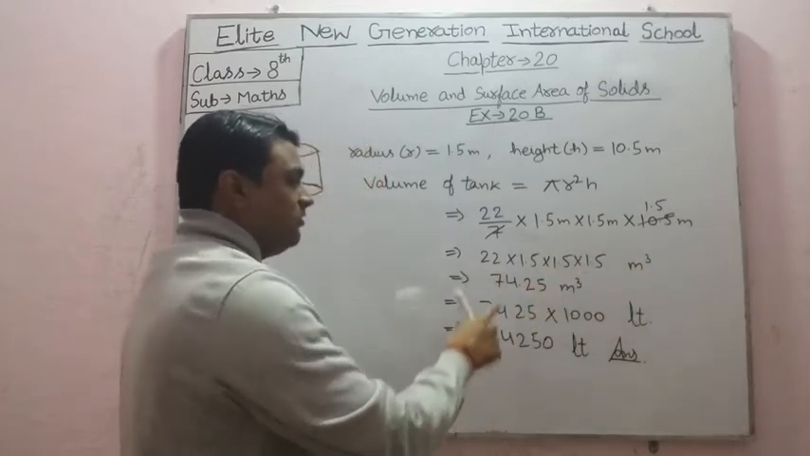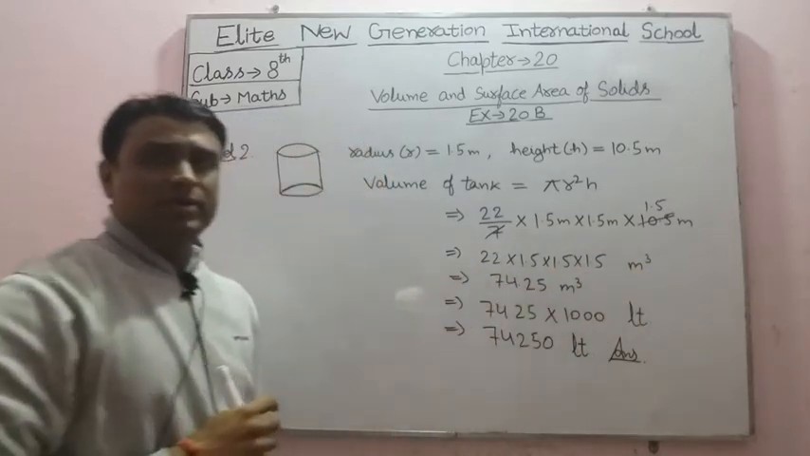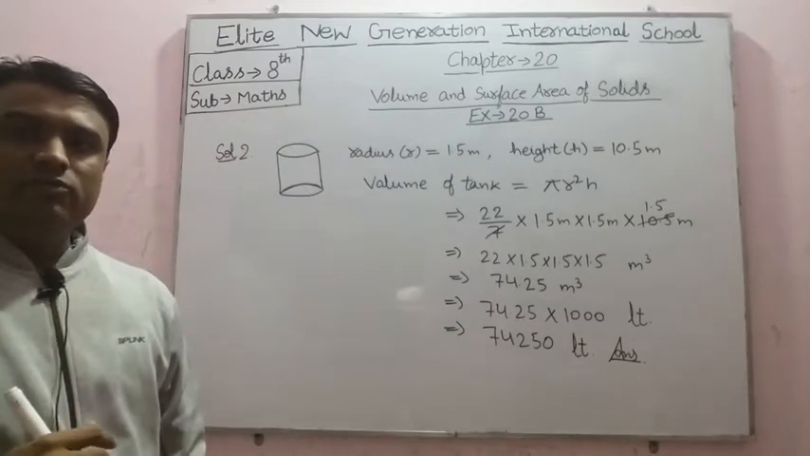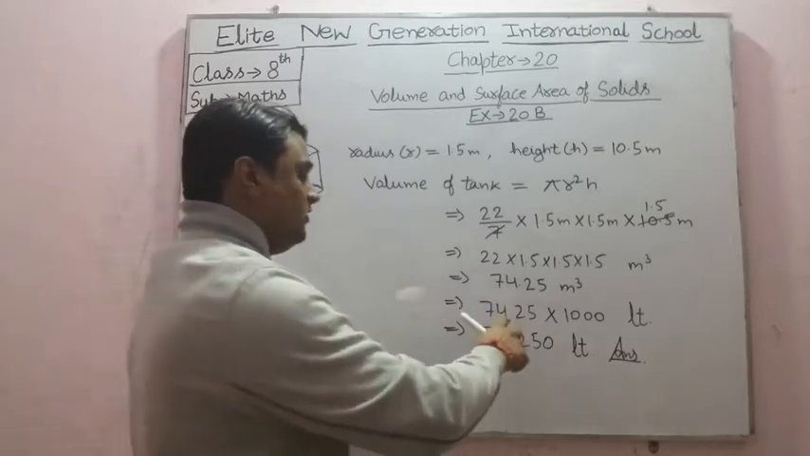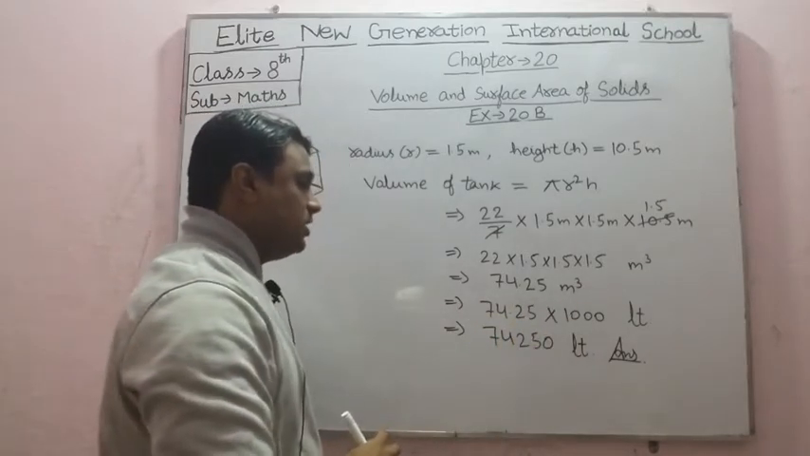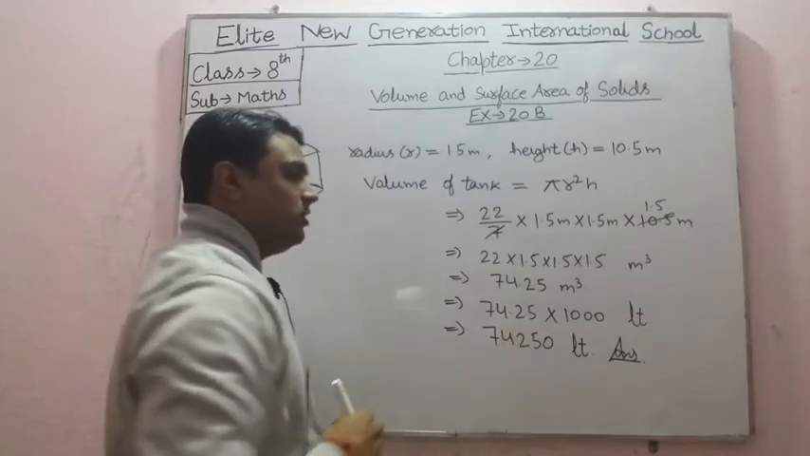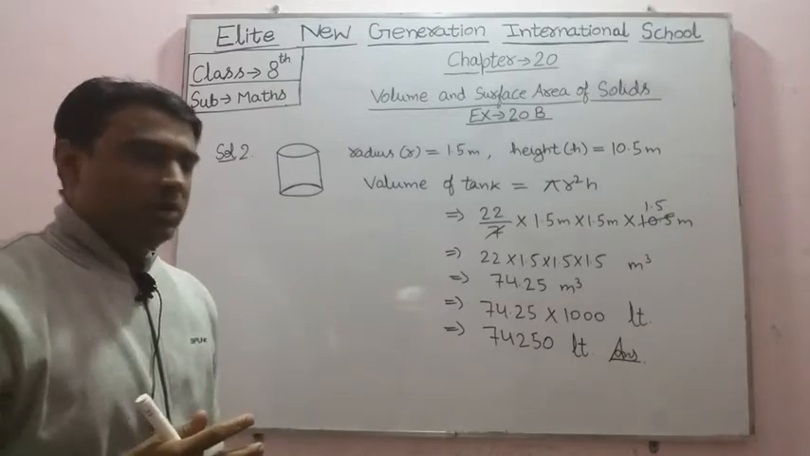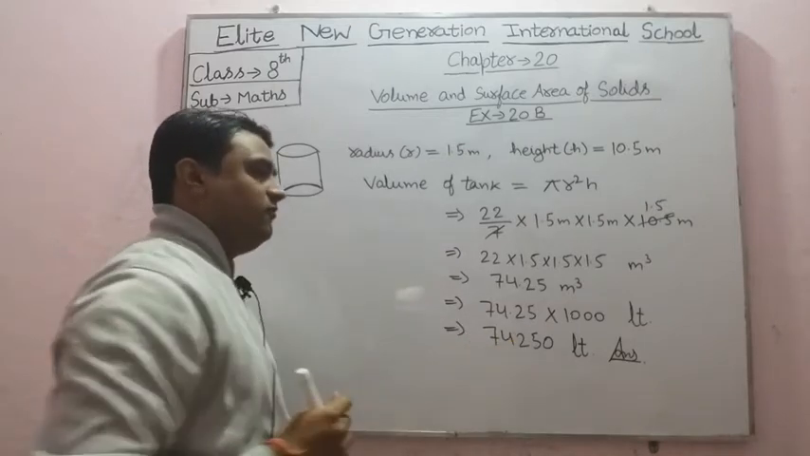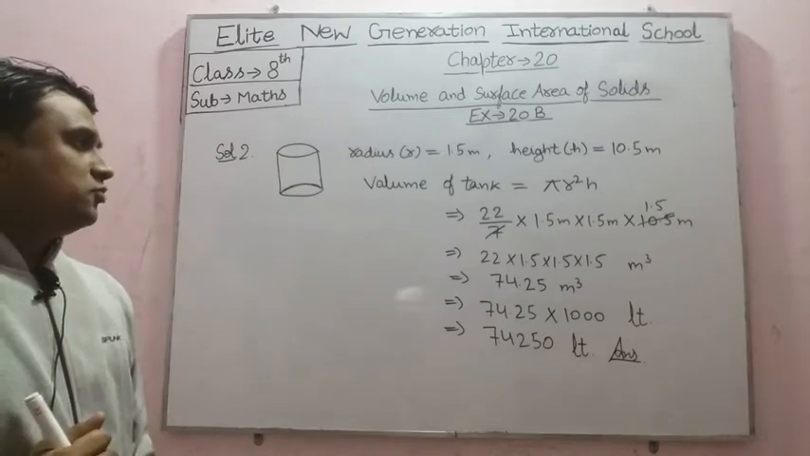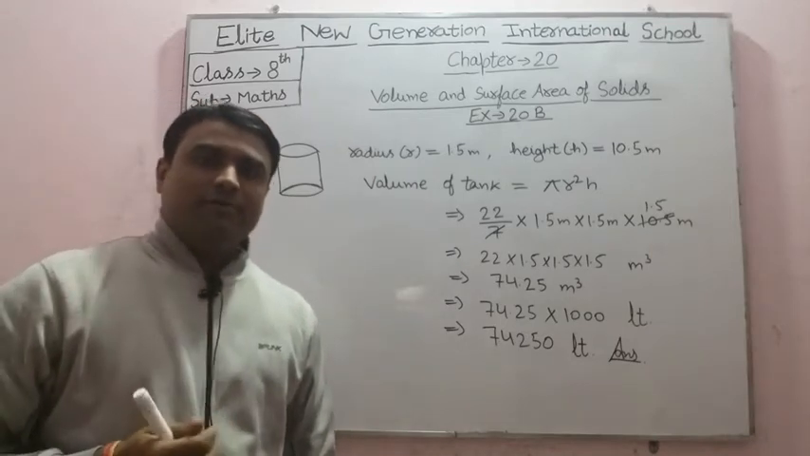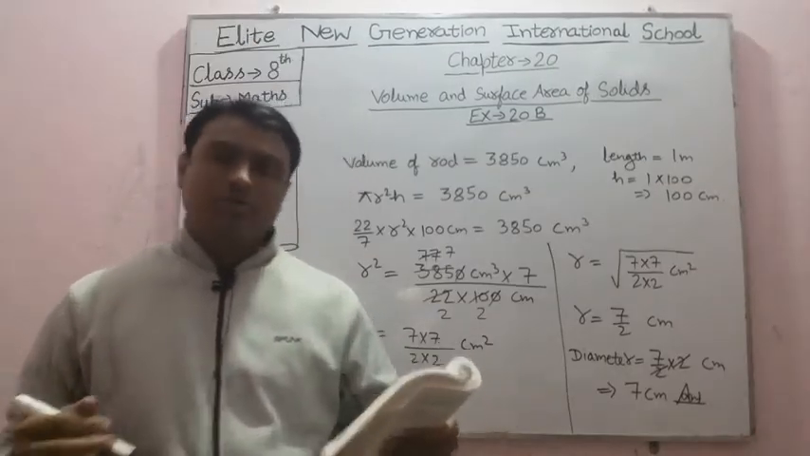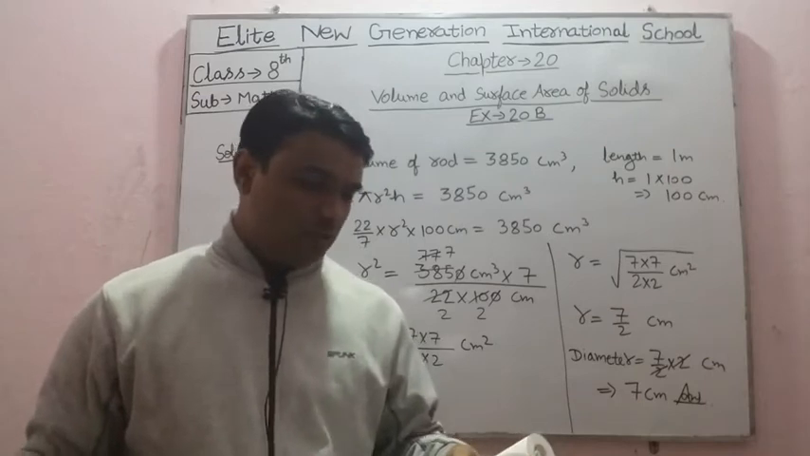By multiplying, it will be 74.25 meter cube, and we have to convert it into liters. For converting into liters, we multiply by 1000. So 74.25 multiplied by 1000 will be 74,250 liters. So the total volume or total quantity is 74,250 liters of milk. In this way we can do this question. Questions number 3 and 4 are the same, you can try yourself. Now after this, see question number 5.